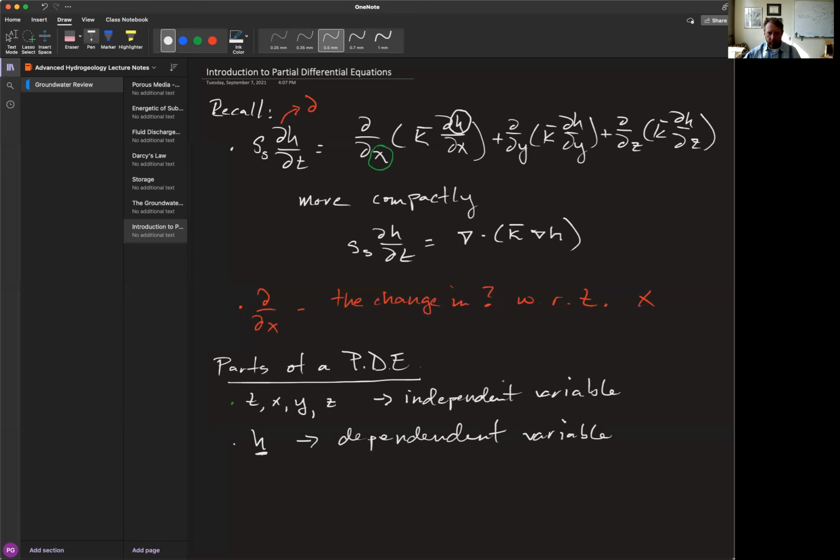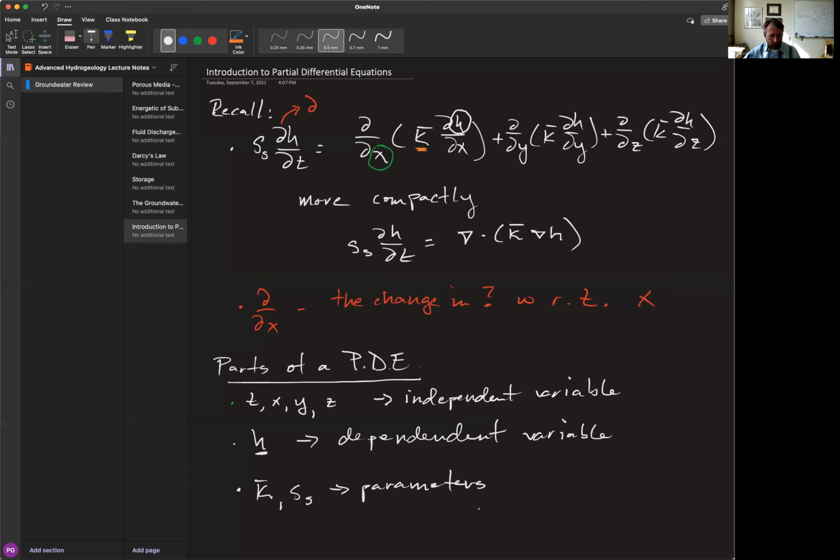Okay, so we have independent variables, dependent variables, and now a really important feature are these guys here. Use orange. These are my parameters. So here we have K and SS, and these are called parameters.